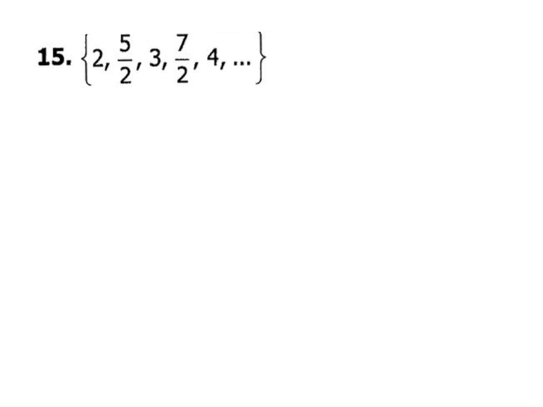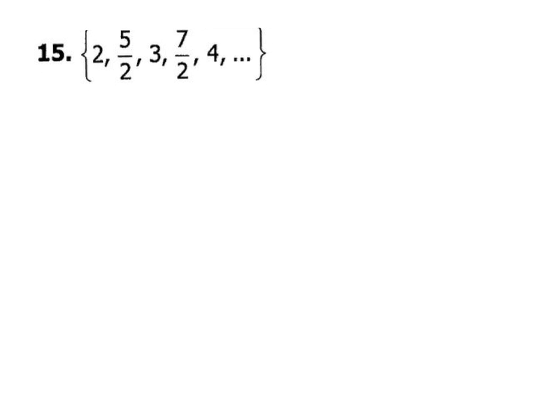All right, number 15, we've got another sequence here. Our first term is 2, second term is 5 halves, third term is 3, fourth term is 7 halves, fifth term is 4. And we need to come up with a rule. The numbers I just wrote in blue are what your n equals. That's your term number. The numbers written in our sequence are our term value.